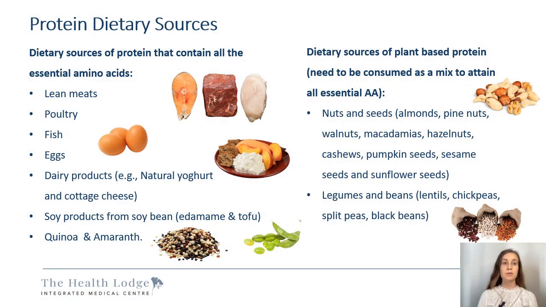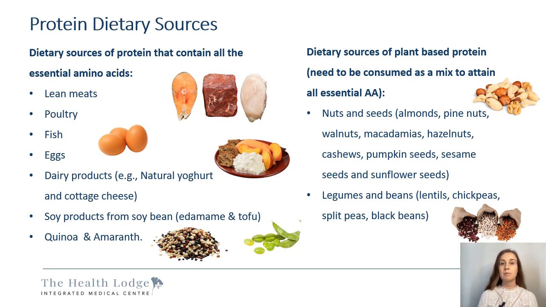So here are some dietary sources of protein. We've got our protein from animal sources that contain all the essential amino acids, such as lean meats, poultry, fish, eggs, dairy products, and then there are some plant-based products that will contain all of the 9 essential amino acids, being soybeans, quinoa, and amaranth.